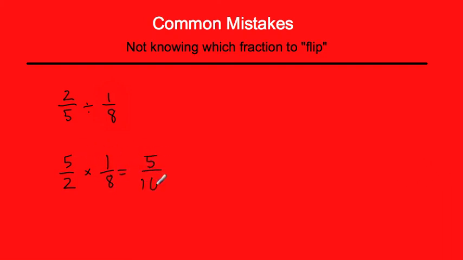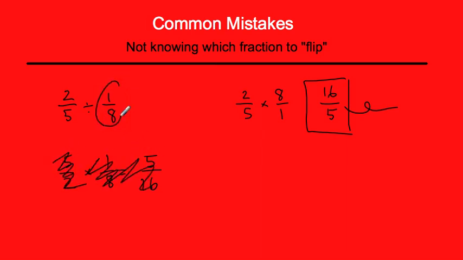All right, let's just see if it works. 5, and then that's 16. But the real way to do that would be 2/5 times 8/1, which is the reciprocal. And so it's 16/5. That's the answer after you simplify it. Not 5 over 16. So you cannot flip over the first number. It has to be the divisor that gets rewritten as a reciprocal.